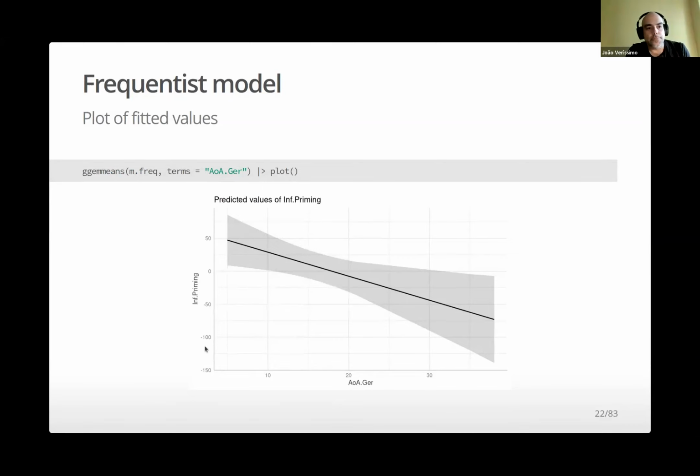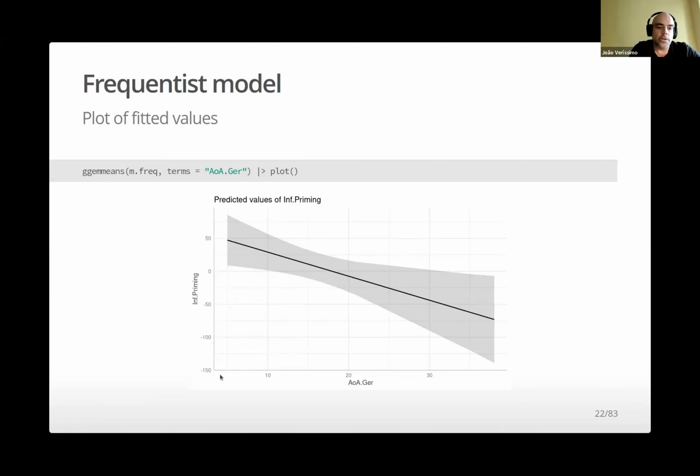We can plot the fitted values of this frequentist model. Here I'm using the ggemmeans function, which uses behind it the emmeans package to get the model predictions, but you could use whatever else suits your taste. And we can see here this quite strong, but also pretty variable, uncertain effect of AOA on inflectional priming.